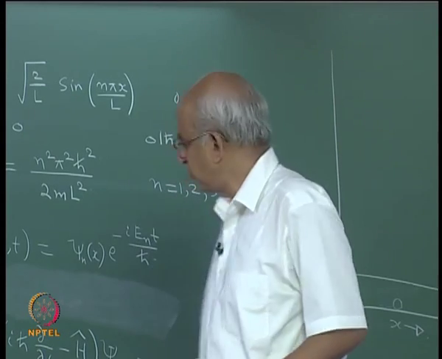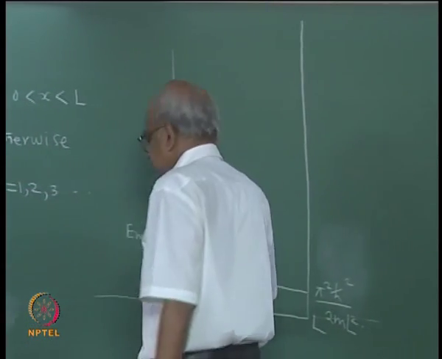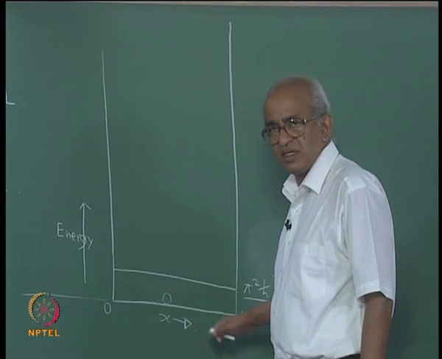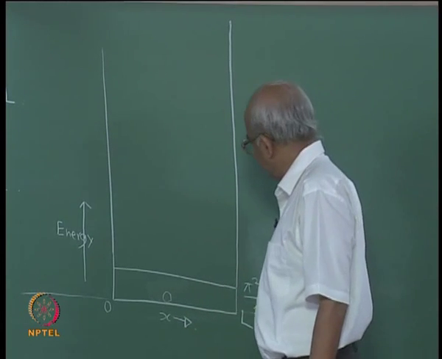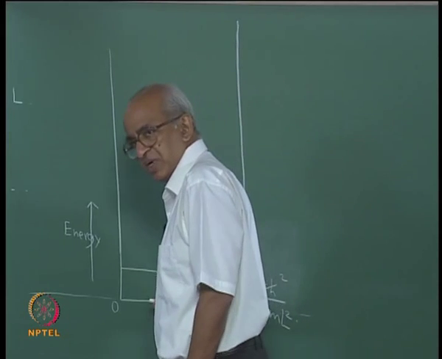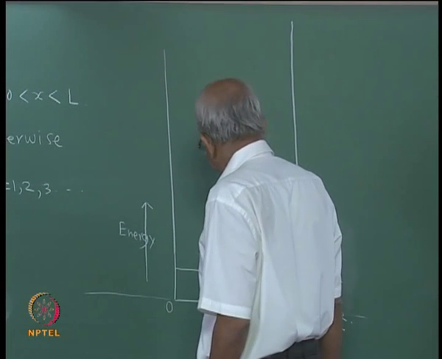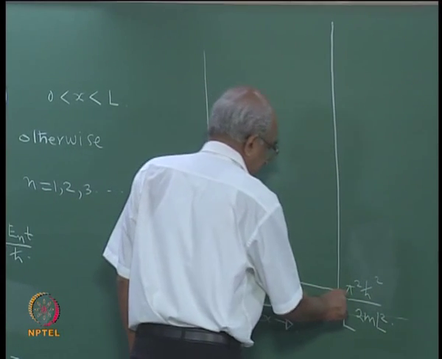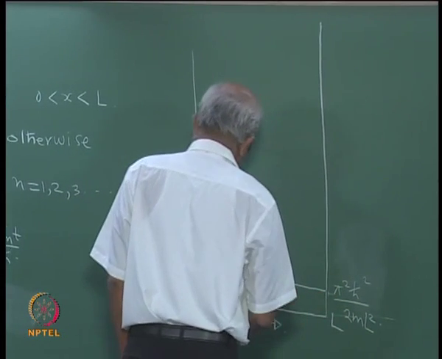right. That is the reason why energy equal to 0 is not possible for this particle which is confined within a box, because it would simply violate the uncertainty principle. So the lowest possible energy level for the particle is this one.